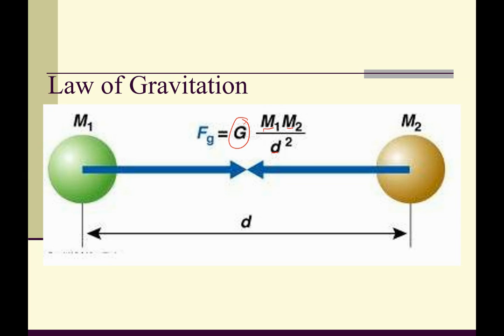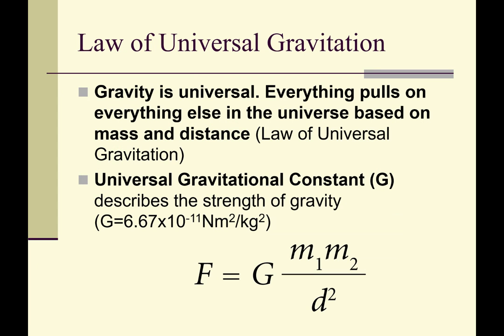So there's actually technically a gravitational force between you and any object next to you. Now you have to think though, what are the masses of those objects? They're not very big. But the Earth is extremely massive. So we're looking at a really high mass here, okay? And so that's going to help us determine the force of gravity. Gravity is universal. Everything pulls on everything else in the universe based on mass and distance, okay? And that's why this is called the universal law of gravitation, or the law of universal gravitation.